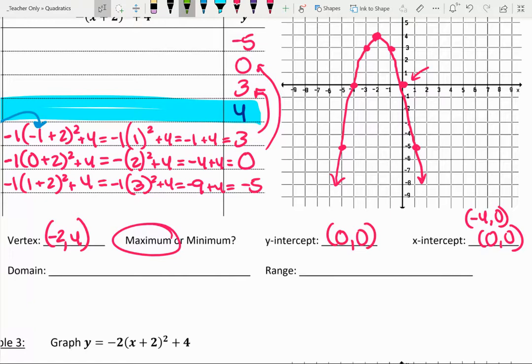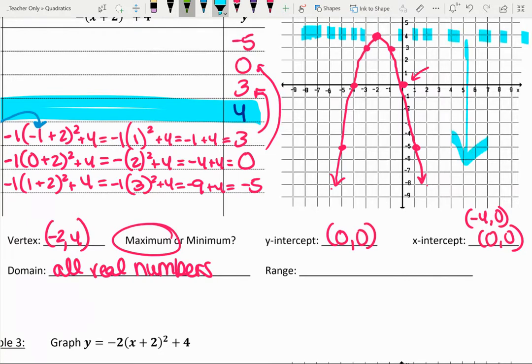Our domain here, this is a parabola. I put arrows at the end. This will be all real numbers. And then my range, because this graph hits 4, right? It's like there's an invisible boundary here where it goes up to 4, and below that, doesn't go above that. Our range is going to be y is less than or equal to 4.